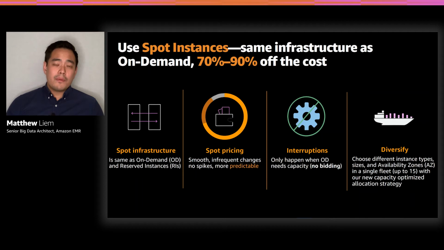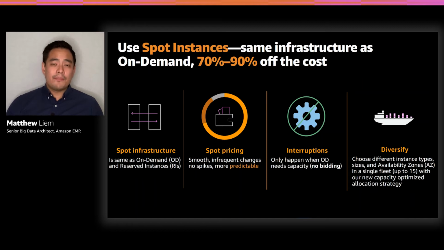And despite interruptions potentially happening, Spot still makes a really great fit for big data workloads because of their fault-tolerant nature. To help reduce Spot interruptions, EMR now also has the ability to select up to 15 instances within a single instance fleet. This is really important because EMR uses real-time EC2 information to determine which instances within your fleet it should use to provision your cluster from a cost perspective, as well as which instance is least likely to be interrupted.